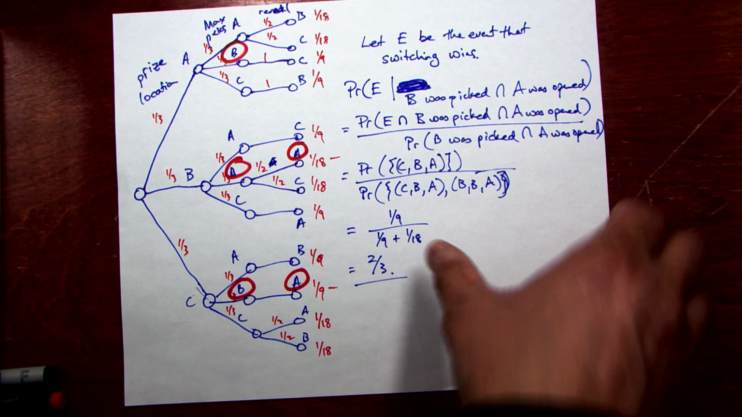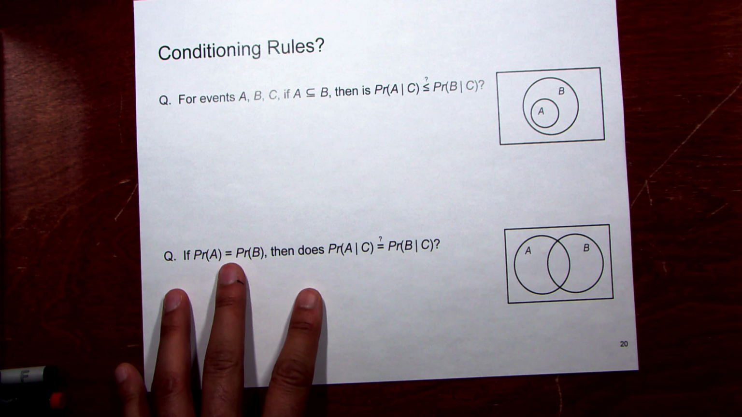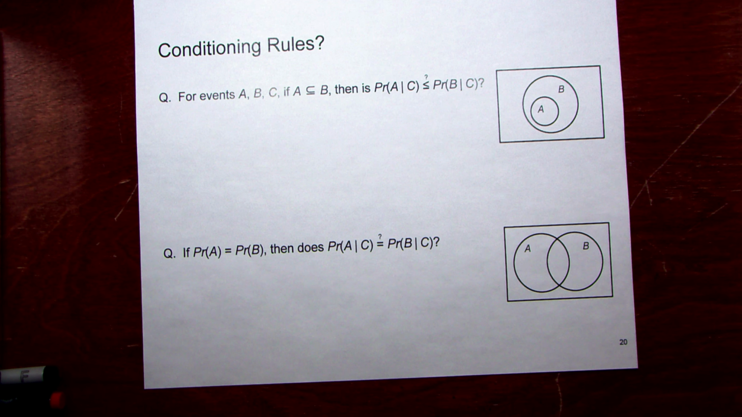Let's look at some conditioning rules. Okay, so some questions for you. Suppose you have events A, B, and C. If A is a subset of B, then what if you condition both on C? Normally we would say the probability of A is less than or equal to the probability of B. What if you condition both on C? Does the monotonicity rule still hold? What do you think? Okay, maybe this is a good day for voting. Maybe we should vote these down. Should we do that? Let democracy rule? All right, let's do it.